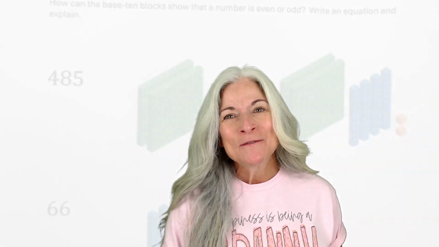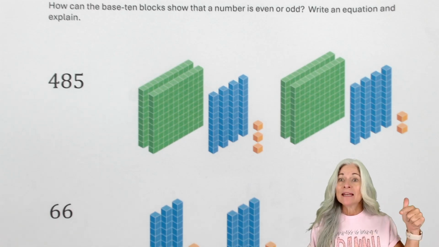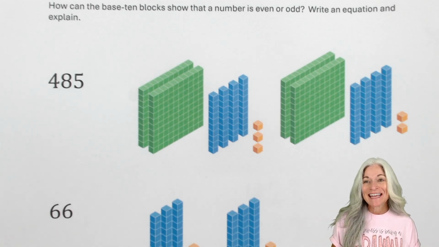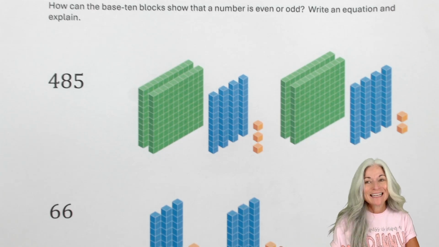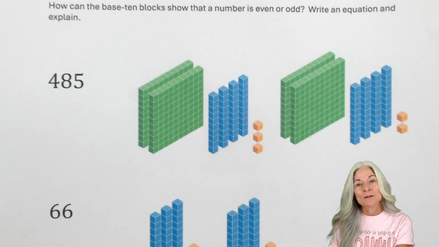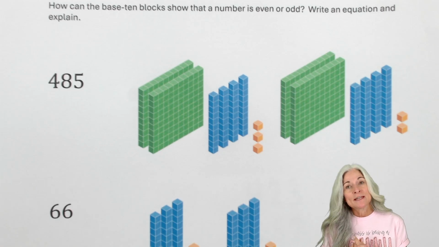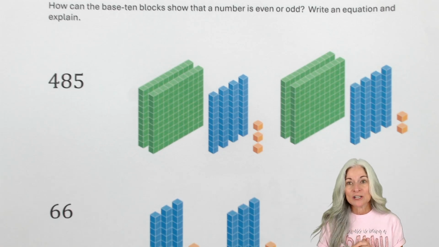All right, so these homework questions are about even and odd numbers. Now, I will say I made up some similar questions, in case you're using the same book she is, so your students can have a chance to practice with a different problem. Okay, so this was the first one. How can the base 10 blocks show that a number is even or odd? Write an equation and explain.